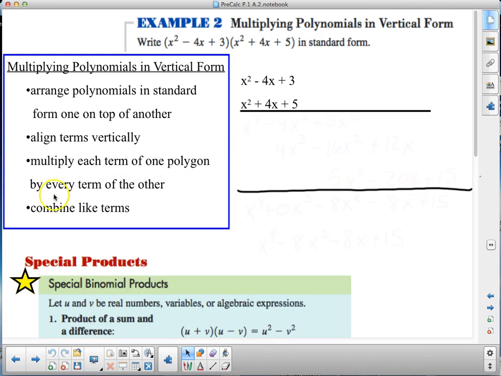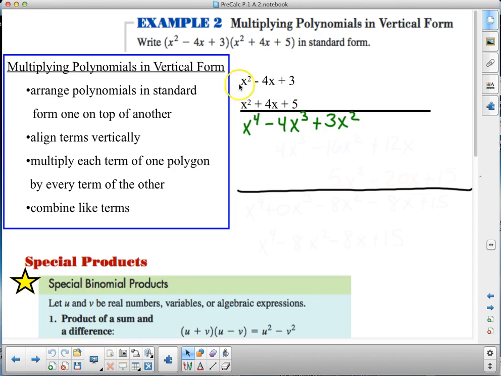Multiply each term of one polynomial by every term of the other, and then we're going to combine like terms. So the first thing I'm going to do is take x squared and multiply x squared times x squared, times negative 4x, x squared times 3. So I got x to the fourth, x squared minus 4x cubed, x squared plus 3x.